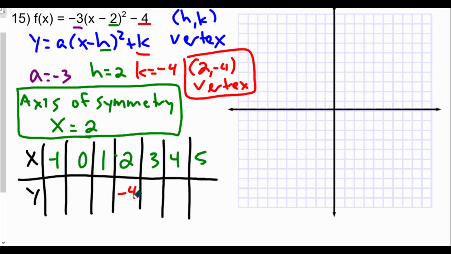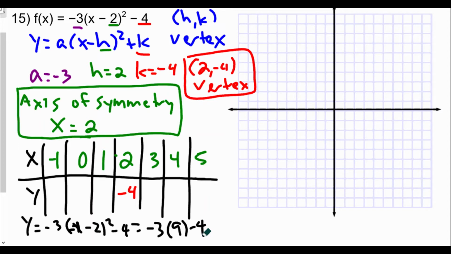So for example, here we have y is equal to -3, and we'll plug in -1, so x is -1, so -1 minus 2 squared minus 4, and that will give us, in this case, -3 times -3 squared is 9, minus 4. So -27 minus 4 is -31. And that's kind of a large value. I don't think we'll be able to graph that, but it's good to know the value here.